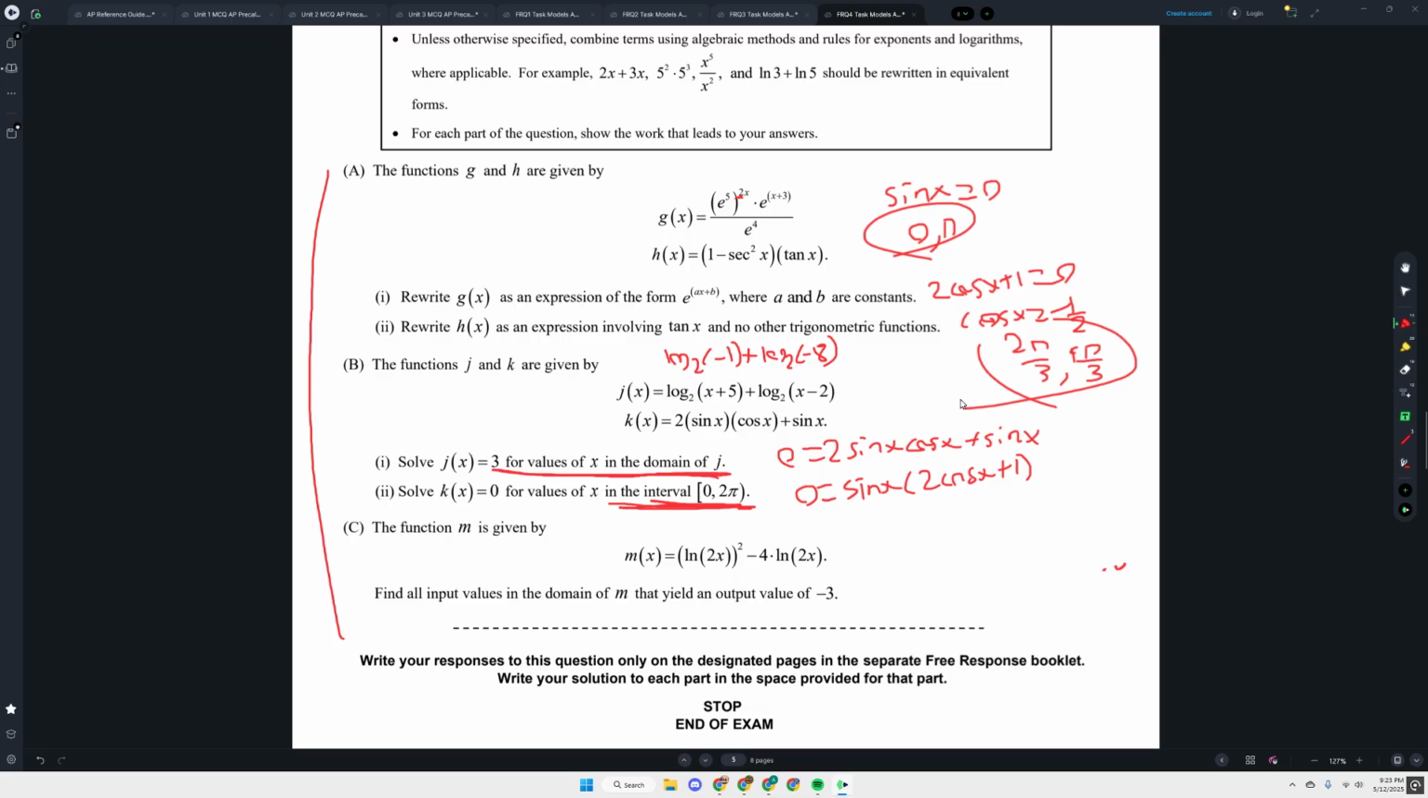For B of I, do I have to check my solutions? Yes, you do, or you would get an extraneous solution. Where do you get 2 cosine? I factored out sine of x, and I got 2 cosine of x. Can you solve an equation that has 1 equals 2 cosine of x plus 1? We can maybe do that.